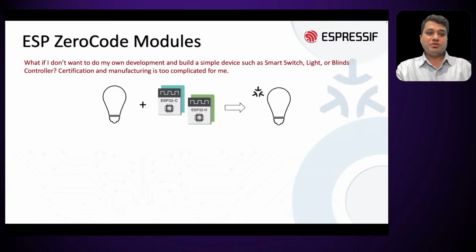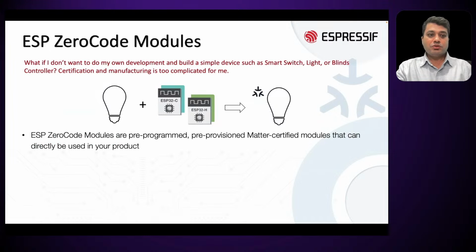So ESP Zerocode modules are modules which can be put into any product to make that product Matter certifiable. These modules are pre-programmed and pre-provisioned Matter certified modules. They run a certified firmware, and they are provisioned with the DAC and the unique data for each device, so that the entire complexity of manufacturing is removed. Now you can easily put these modules in your product to build a connected or Matter compatible product.